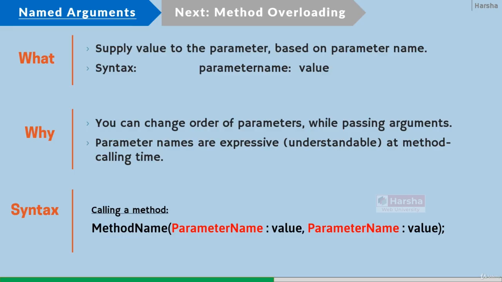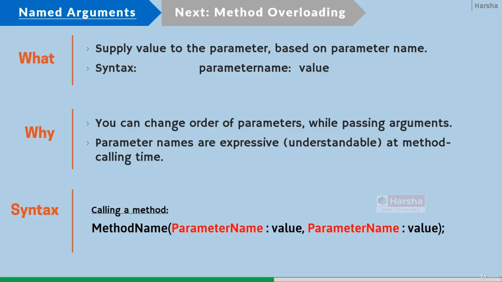So this will be useful in real-time projects whenever you have a method with a large number of parameters and you want to improve the readability of the program. That means any developer should be able to understand your code easily. By just looking at the code, he should be able to understand all the arguments and respective parameters.